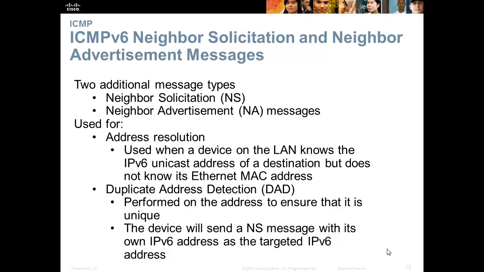We also use what's known as DAD, or duplicate address detection. Before a device sets an address on an interface, it will go through this process of duplicate address detection to make sure that the address it's going to be assigning is unique and not used. The device will send out a neighbor solicitation with its own IPv6 address as the targeted IPv6 address. And if it were to hear something back, it would know that that address is already in use.